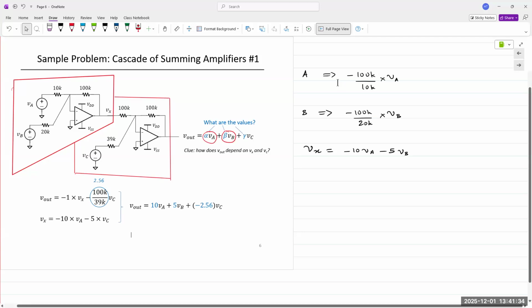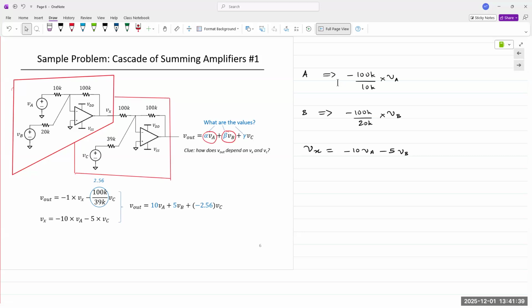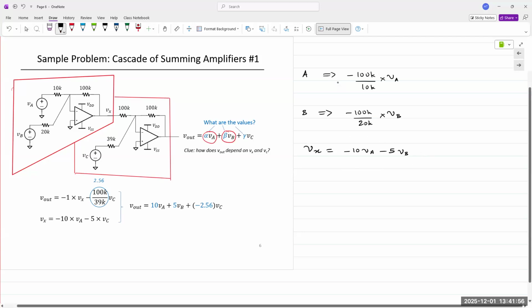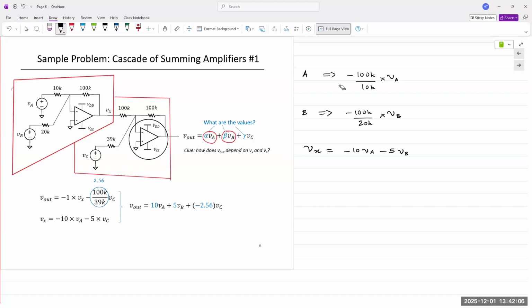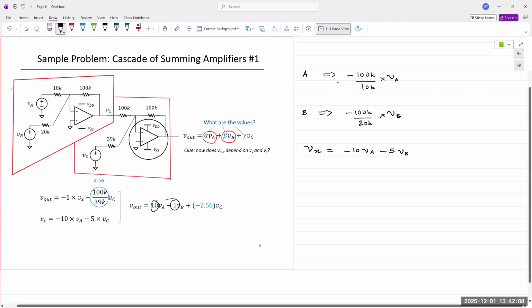All right. Any other questions? Vx or V out? Right here. Because we have an inverting amplifier in the first stage, so it's minus. But then we feed it into another inverting amplifier right here, so then it becomes plus.